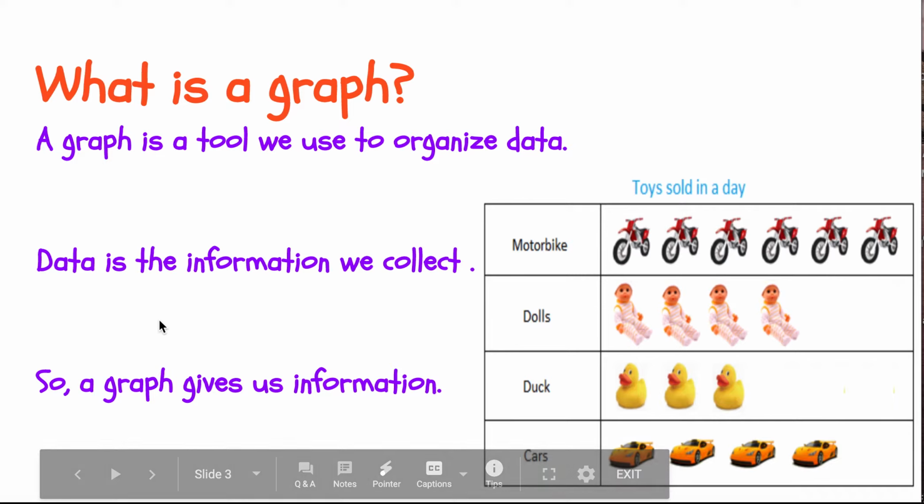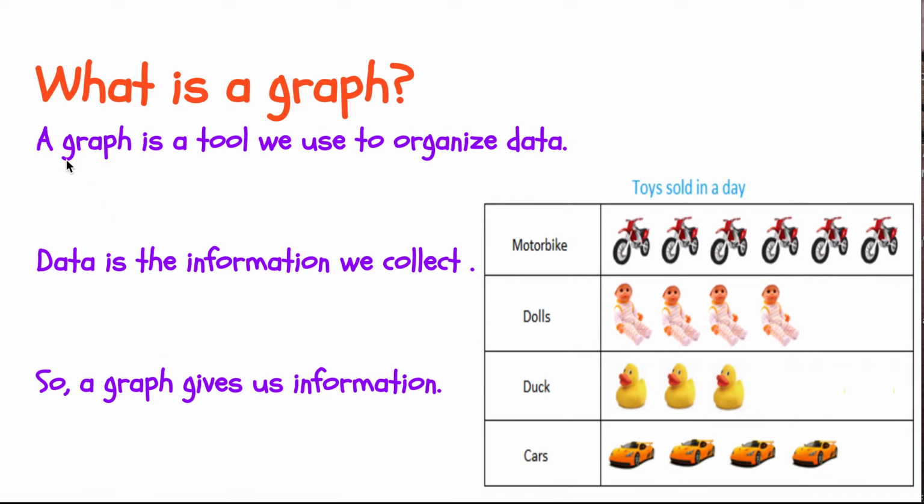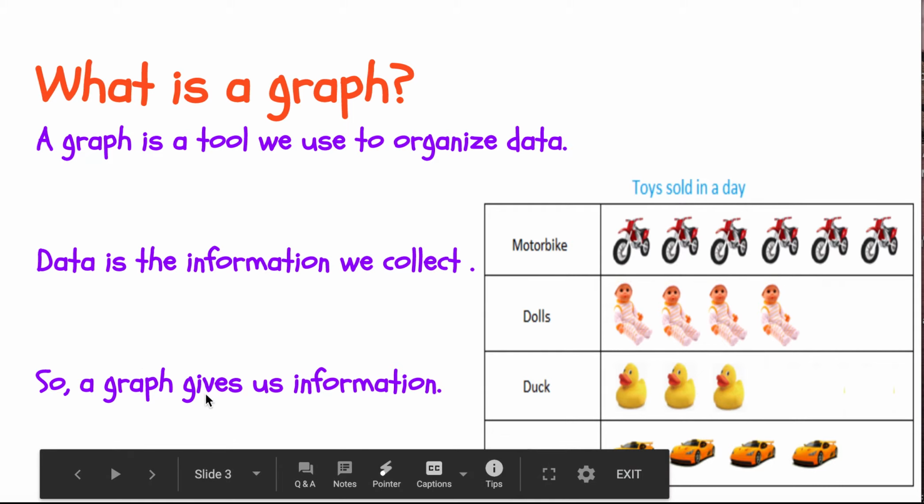We also learned what a graph is. A graph is a tool we use to organize data. Data is the information we collect. So a graph gives us information.